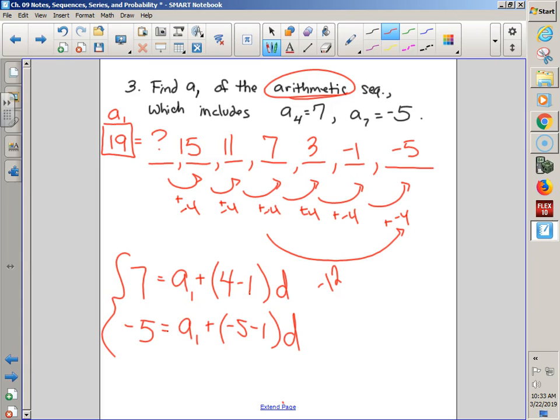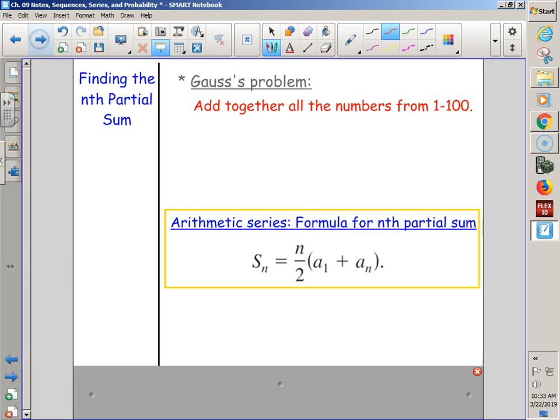But some of you are like, no, I get that. That was -12. Cut up in 3 was -4. So then add 4, add 4, add 4. Got it done. Both ways would have worked. Solving the system, you would have found not only d to be -4, but also a1 to be 19.